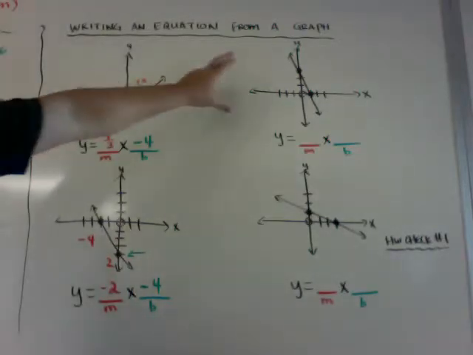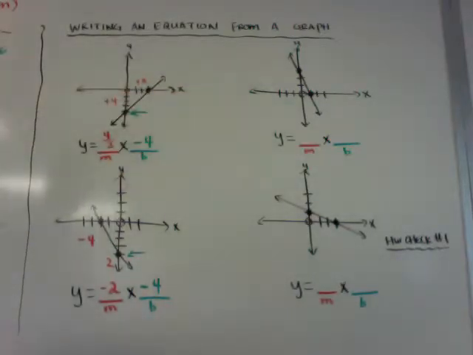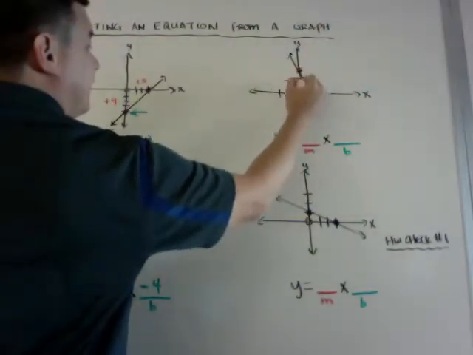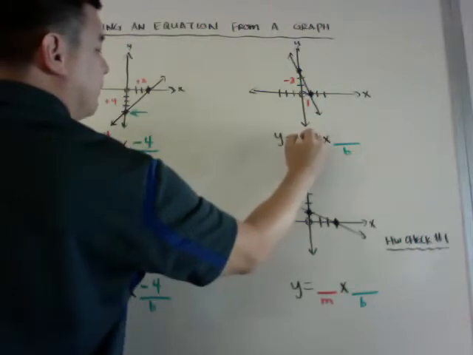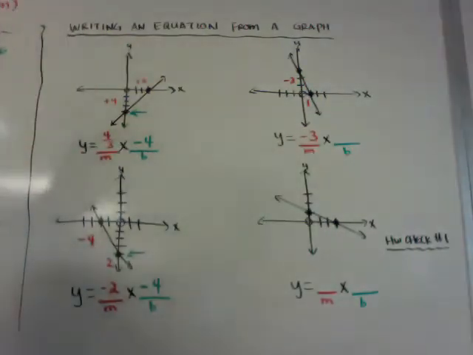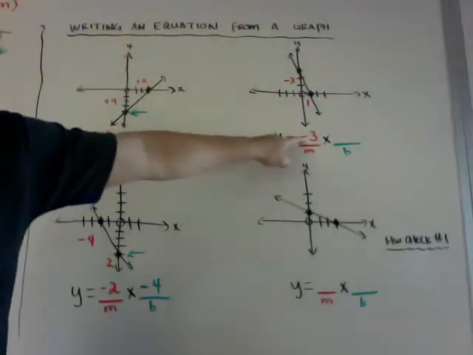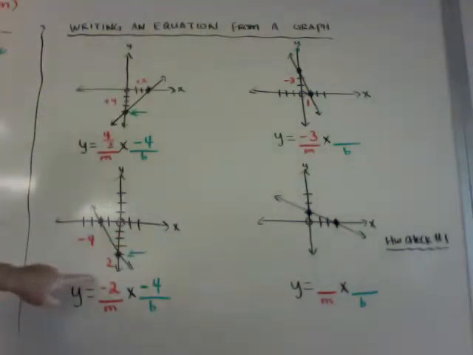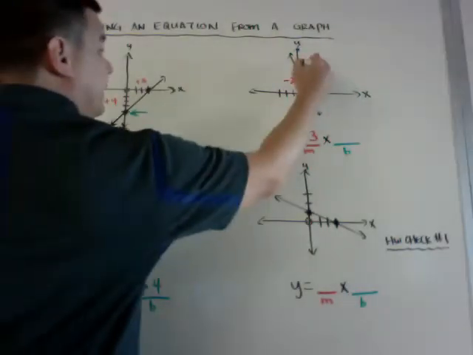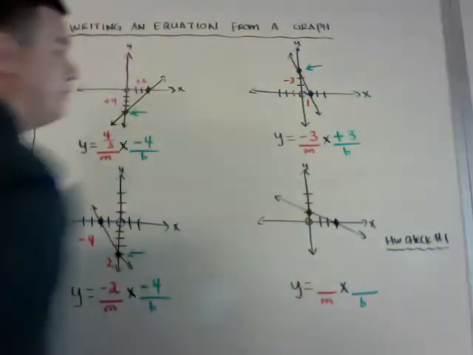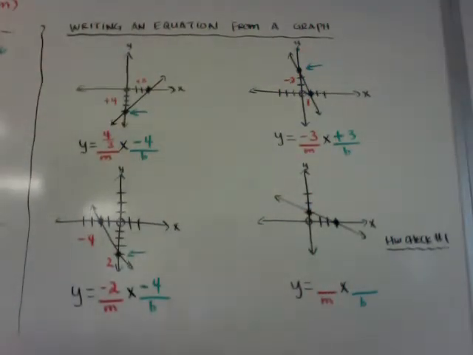Here's my third graph. So I'm going to put my slope, I'm going to go down 1, 2, 3, and over 1. So I went negative 3, and I went over positive 1. So my slope is negative 3. And again, these are negative sloping lines, so my slope, or my m, should be negative, which it is. Okay. Then I look for my b, 1, 2, 3, and this is my b here. So it's plus 3, because it went up 3 from the origin. So my equation is y equals negative 3x plus 3.